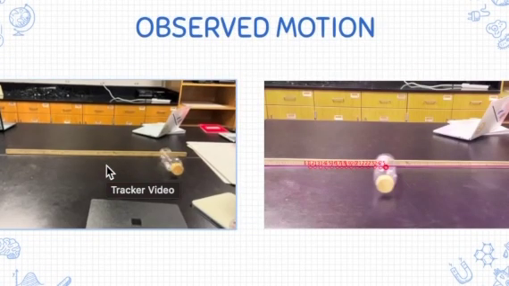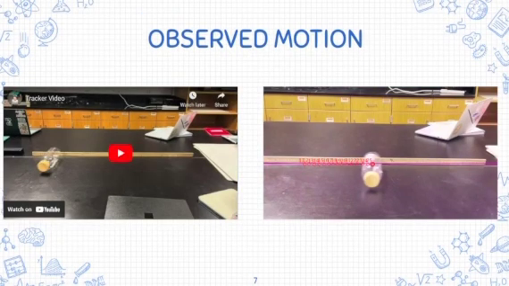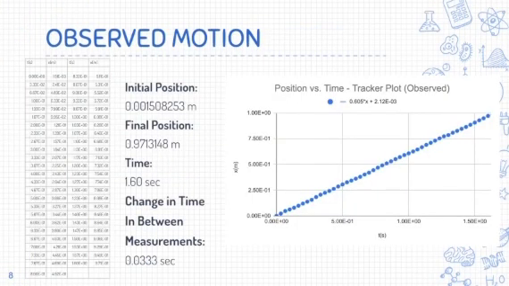In this video, the observed motion is shown to show that the bottle moved at a constant velocity across the flat surface. Then on the right, you're able to see exactly what was manually inputted into Tracker and each time step, which was able to directly come up with the position versus time graph from the Tracker application. Once all this was done within Tracker, I was able to import all the information and create a position versus time plot of the observed motion. From this, I was able to find an initial position, a final position, and a time, as well as a change in time between each of the measurements.